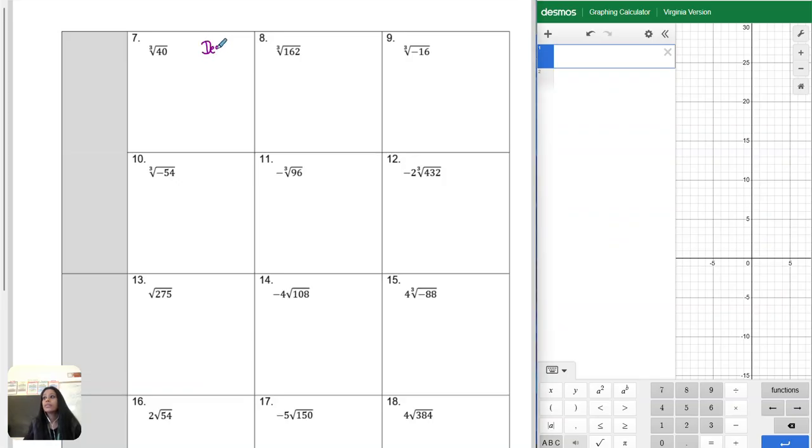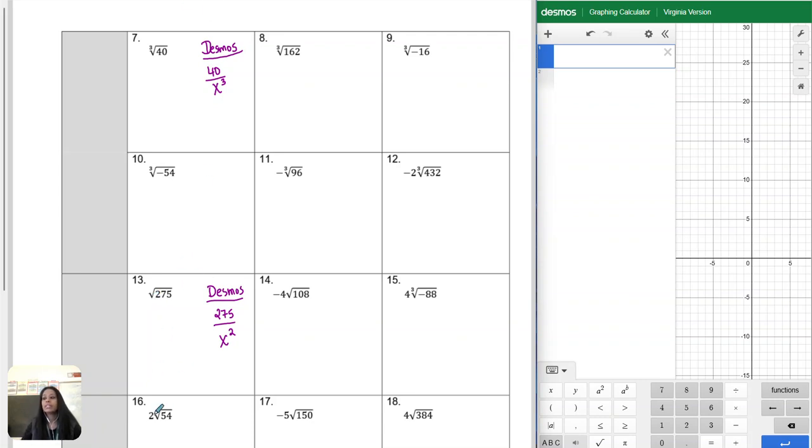So in Desmos, what you're going to do here is write 40 divided by x cubed. Whereas in the previous example, if it's square roots, you're going to write in Desmos 275 divided by x squared. You see the difference? Because this is a cube root, you're going to put x cubed. And since this is a square root, you're going to put x squared. And then find your answers.